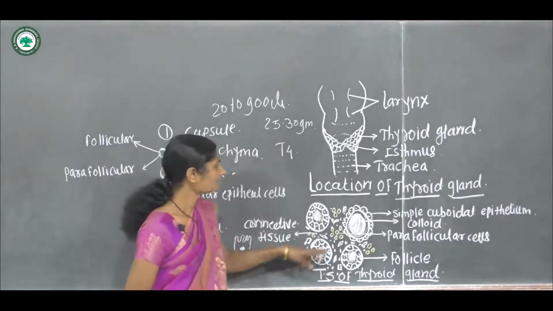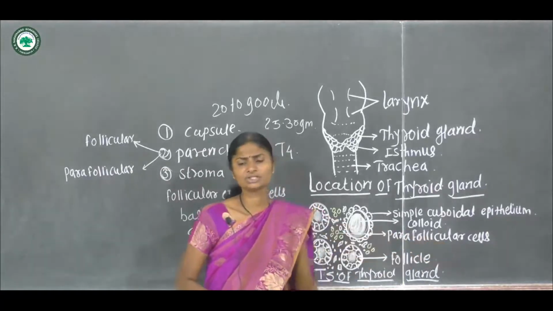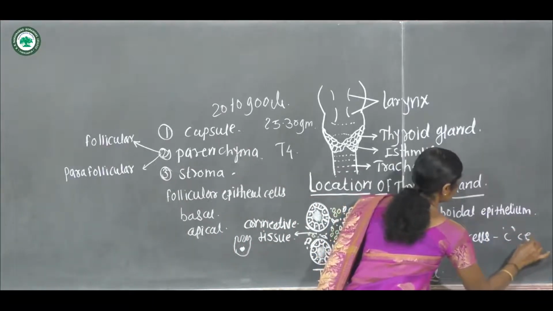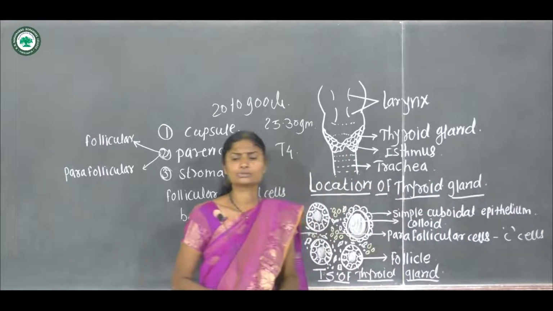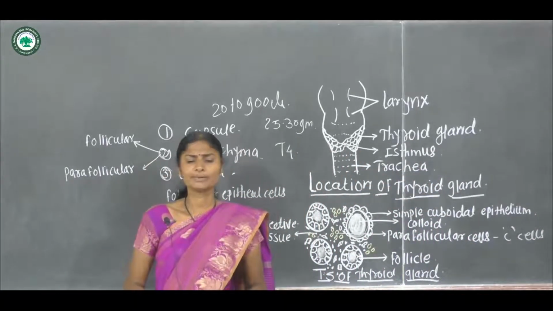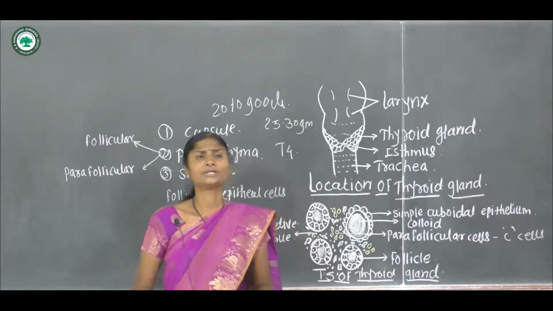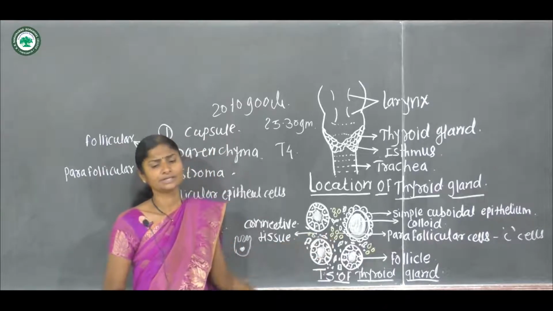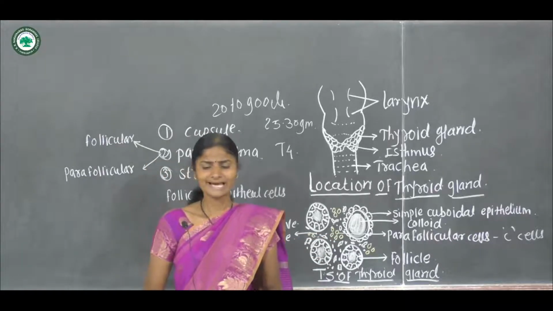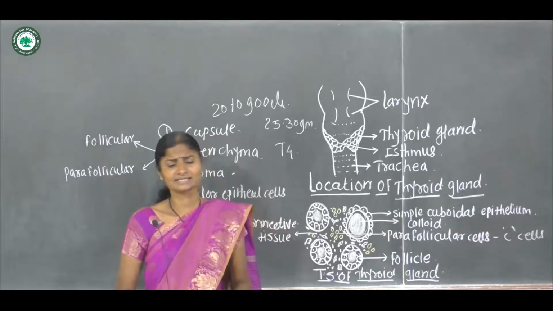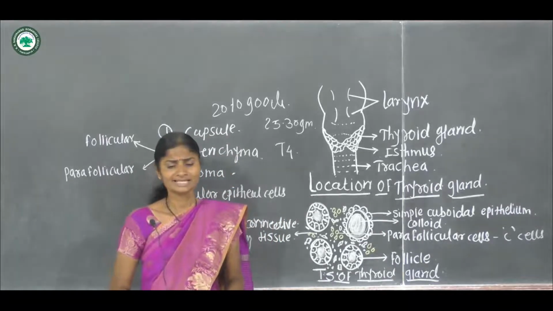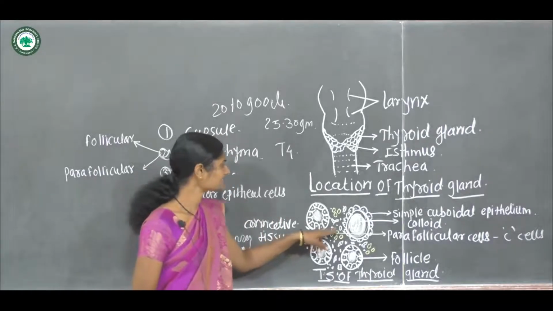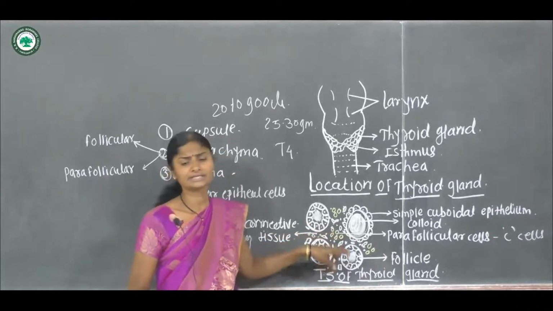The next type of cell is the parafollicular cell, also called C cells. These parafollicular cells are present in the interfollicular space, at the basal part of the epithelium. They are special cells found singly or in small groups.